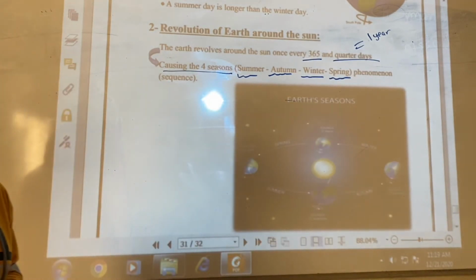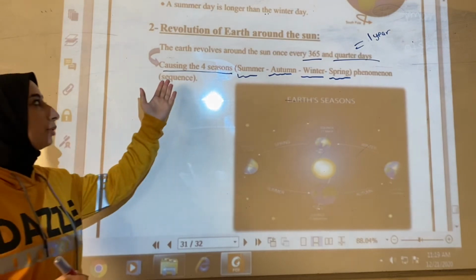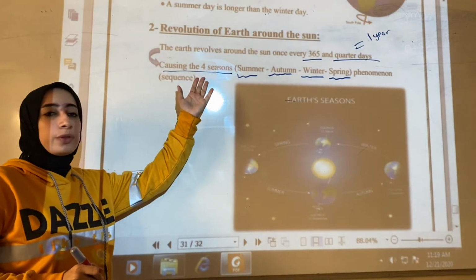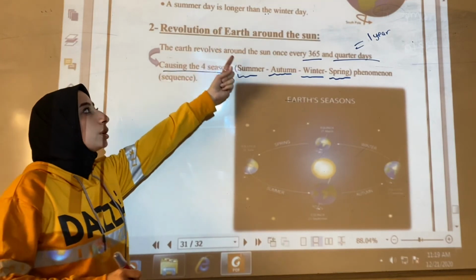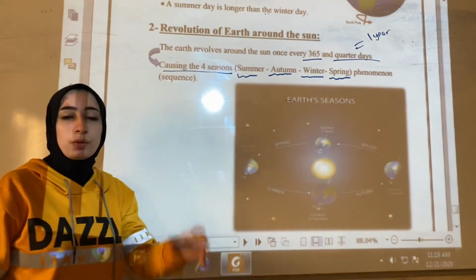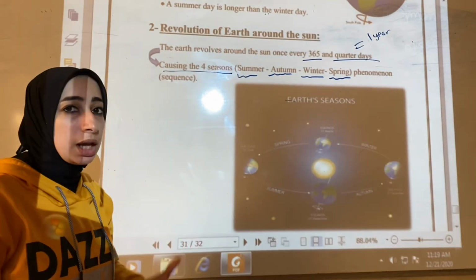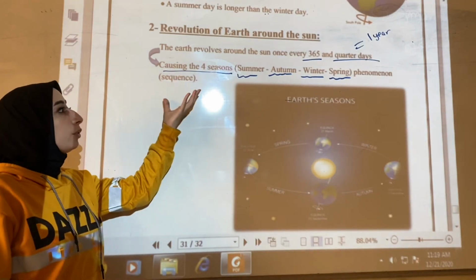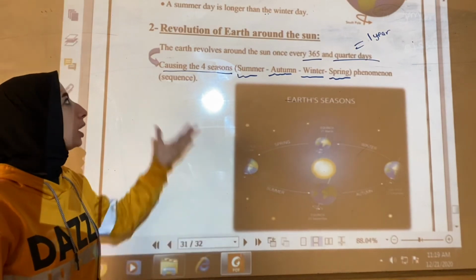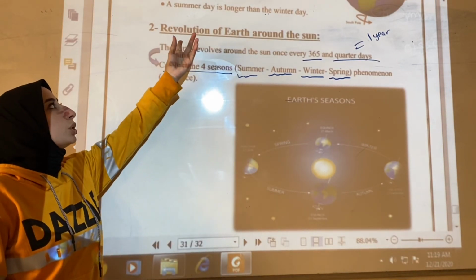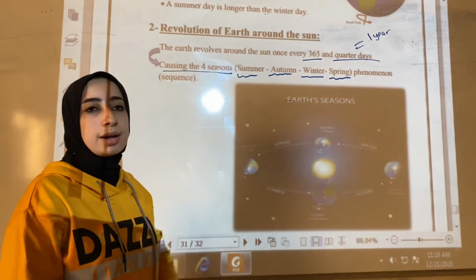So again, the phenomenon of the 4 seasons is caused by the revolution of Earth around the Sun. For example, I will ask you, give reason. Give reason. The 4 season phenomenon is occurred. Give reason means why. Why? Because or due to the revolution of Earth around the Sun.